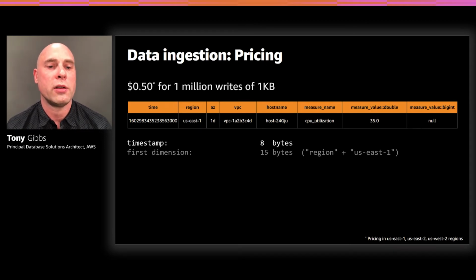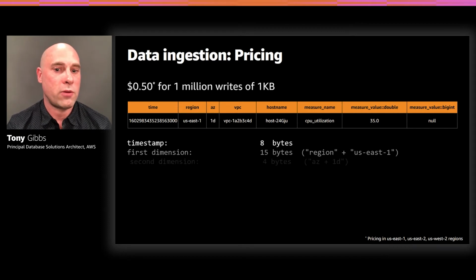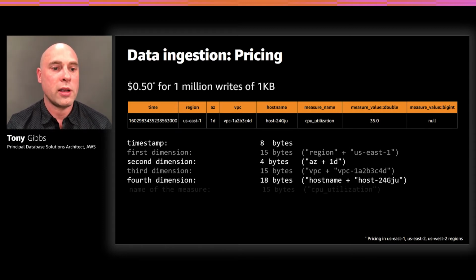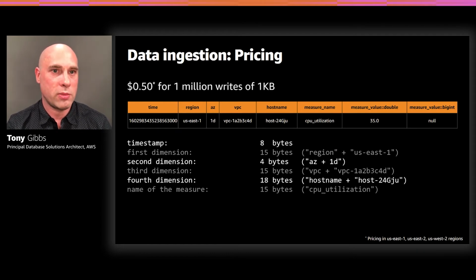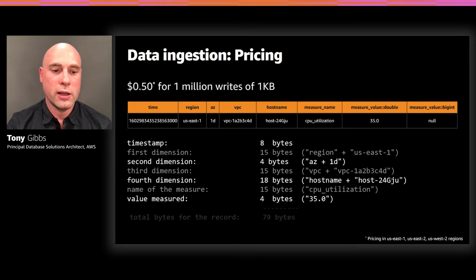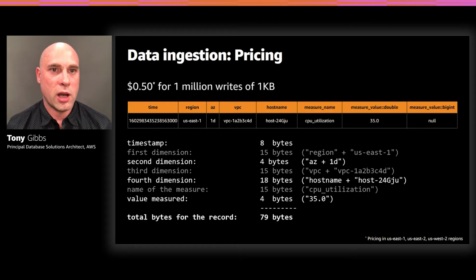Then the first dimension here is going to be the name of the dimension, which is region, and US East 1. If I were to count up these bytes, it'd be 15 bytes. Going on to the second dimension, we'd have 4 bytes, one for AZ, one for 1D, so the concatenation of those. The measure name is, in this case, CPU utilization, and that would be 15 bytes. And for the measure value, this would be 4 bytes, the string representation of 35.0. The total bytes here would be 79 bytes.